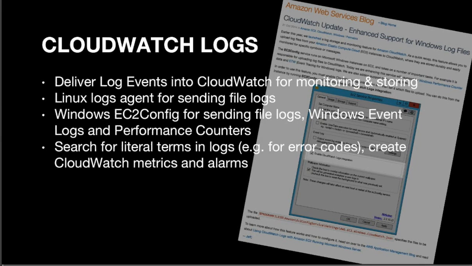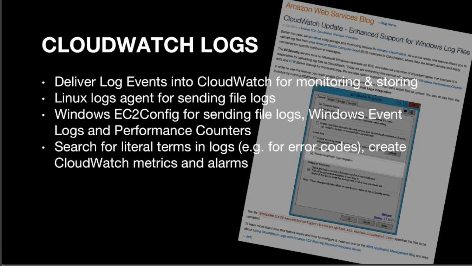For Windows, I mentioned earlier the EC2Config service. This has the ability that you enable, by default it's not enabled, but you enable it within the EC2Config application. And then it will send log files generated by applications, but it can also send Windows event logs and also performance counters into the CloudWatch Logs service. Once it's in the CloudWatch Logs service, it's stored durably, and you can specify how long those log entries stay within the service.